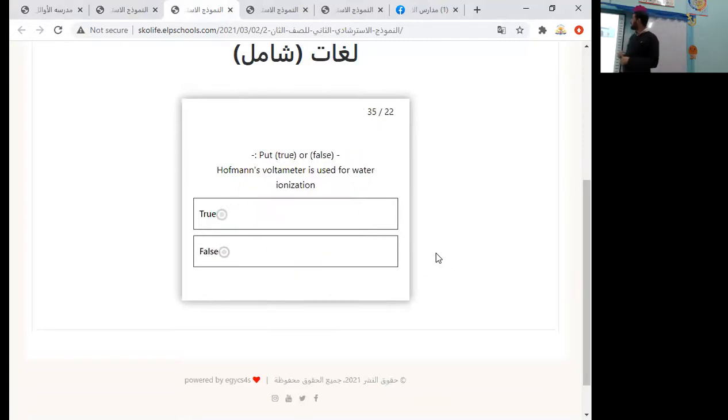Hoffman's voltammeter is used for water ionization. It is false. It is used for water electrolysis, okay, into hydrogen and oxygen.